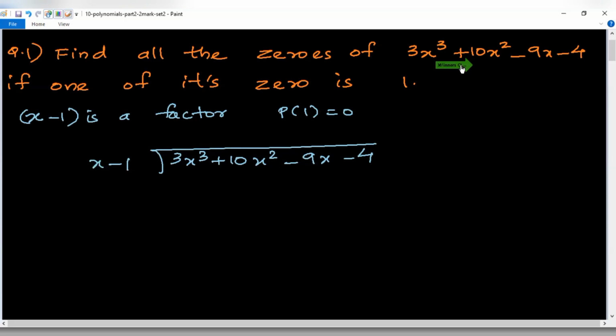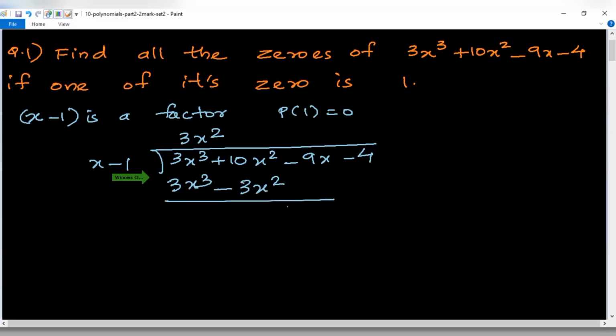Okay, so here the first term is 3x cubed and here it is x. So first we have to divide 3x cubed by x, that is 3x square. So we get 3x square as the first term of the quotient. Now 3x square into x is 3x cubed, then 3x square into minus 1 is minus 3x square. Next step we have to subtract. So 3x cubed and 3x cubed will get cancelled.